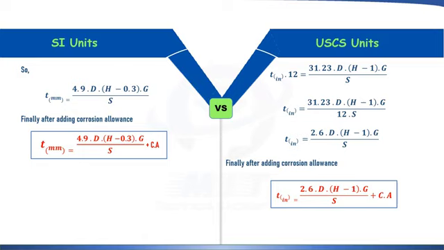And as we can see, we can compare these equations. These are the equations provided by the API 650 code for both units, that is SI unit and USCS unit. So we can see how we started from a simple Barlow's formula and we ended up with the API 650 code equation for the 1-foot method in both units.